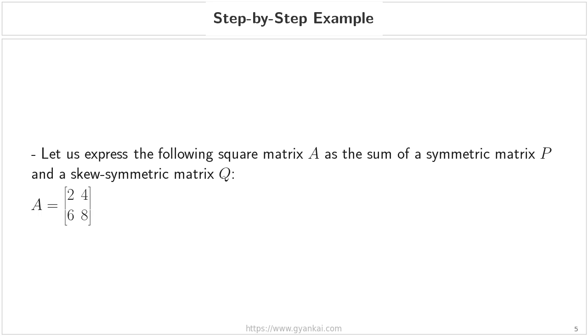This is a 2 by 2 matrix, where the first row contains the elements 2 and 4, and the second row contains the elements 6 and 8. In the following slides, we will walk through the step-by-step process to find the symmetric and skew-symmetric components of this particular matrix.